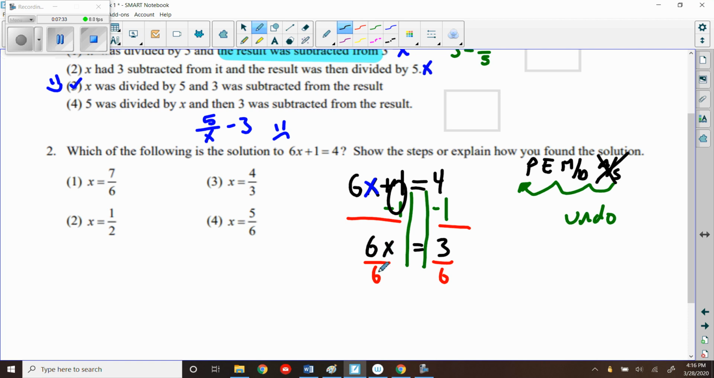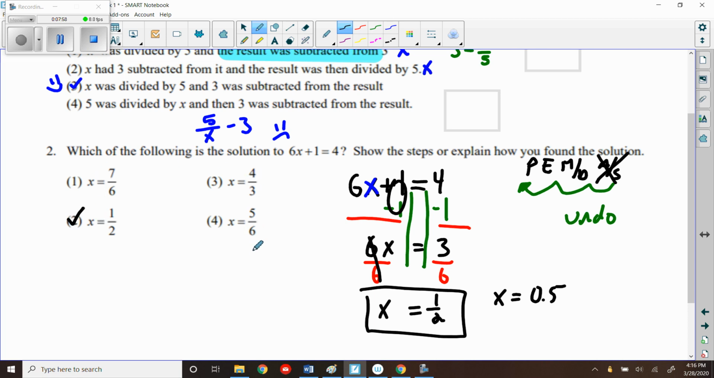6 times x divided by 6. Well, 6 divided by 6 is simply 1, and 1 times x can be written as x equals, and 3 divided by 6 is 1/2. Now, maybe as we type that into a calculator, we could also see that this would be 0.5. However, I like 1/2. All right, and as I look over here, I'm looking at all of my different answers, and I'm realizing that it is choice 2. Moving on.